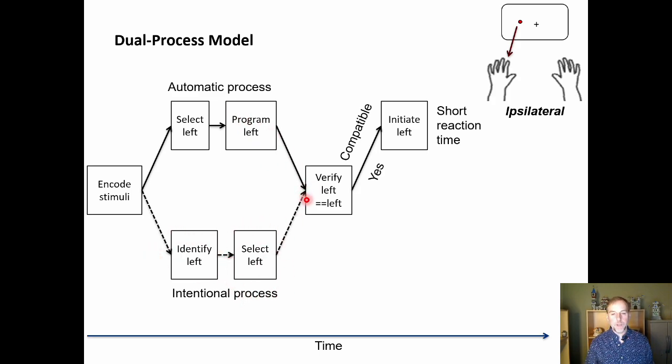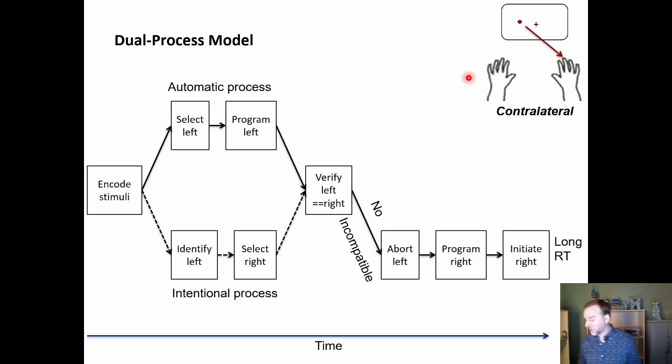These 2 pathways come together, and somewhat by chance in this situation, they both want to do the same thing. They're like, yeah, I want to do left, you want to do left. Great, we agree. So we should go ahead and make a left response. And the good news is the automatic process has already programmed a left response, so it's in our motor areas ready to go, and we can just go ahead and initiate that response. Now, all of these steps take time, and here we have relatively few steps. We'll see the next example will take more steps. So we're going to say that this is a short reaction time.